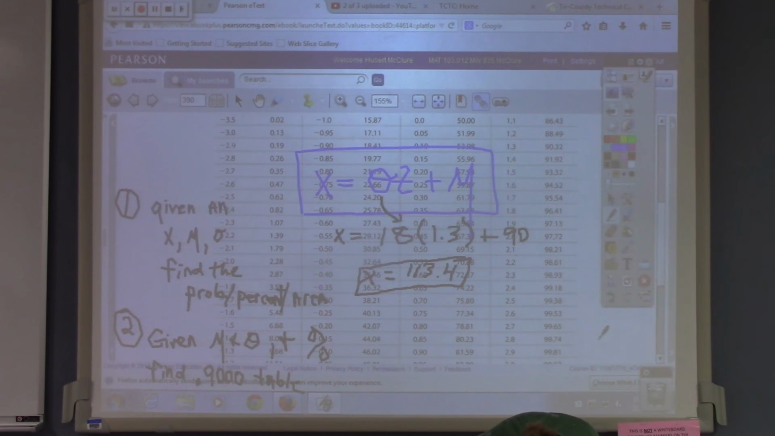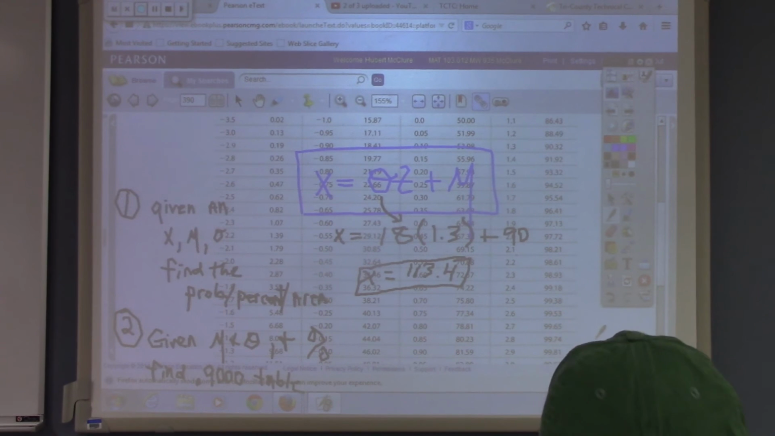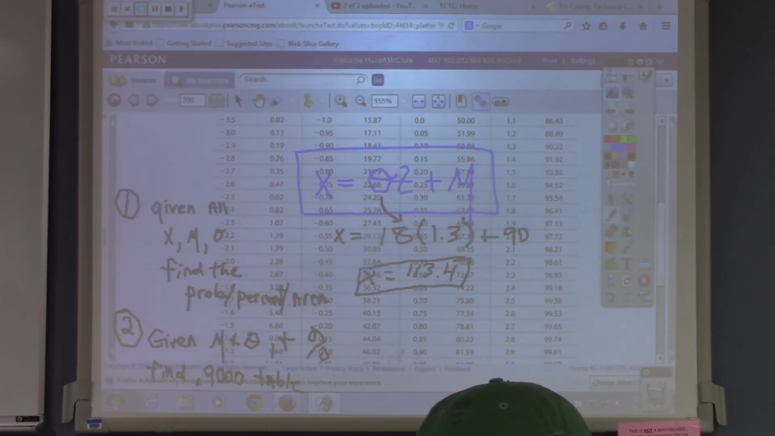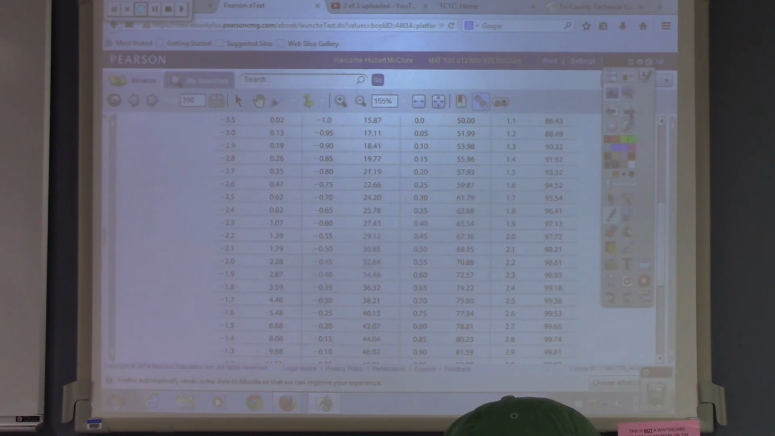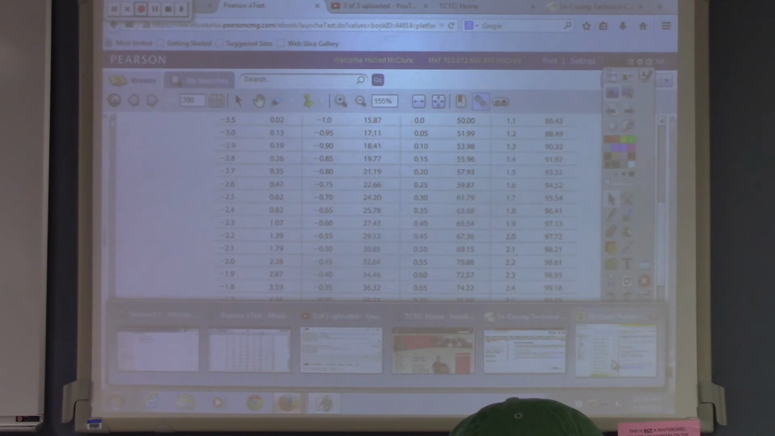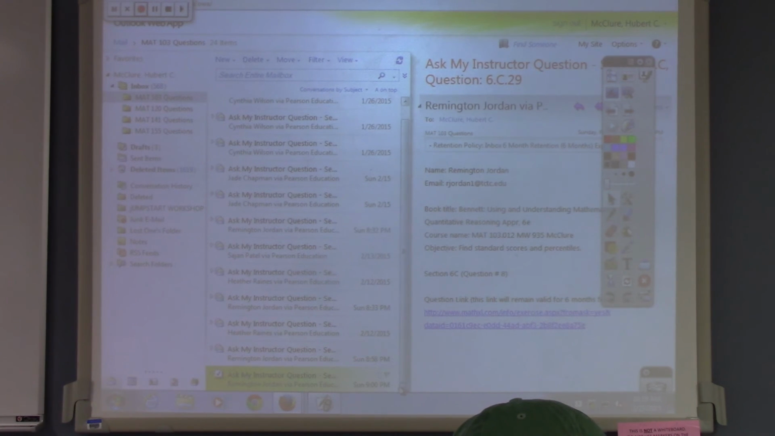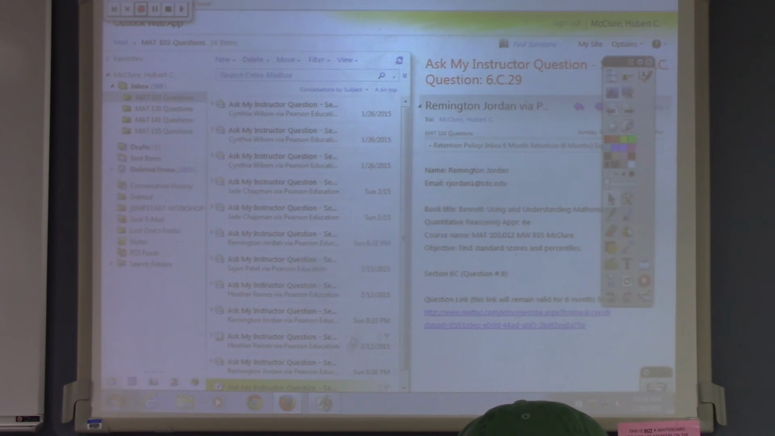So either you're going to be given a percentage or you're going to be given X. If you're given X, then you have to find the percentage. If you're given the percentage, you have to find X. Does that help? Yes. I think that was pretty much all y'all's questions, unless anybody's got anything.